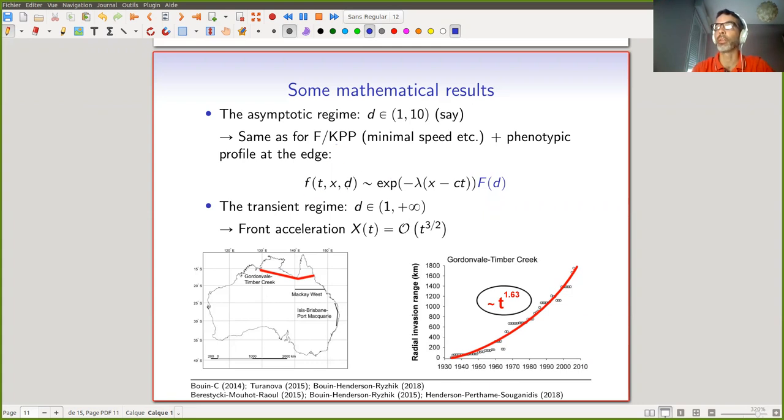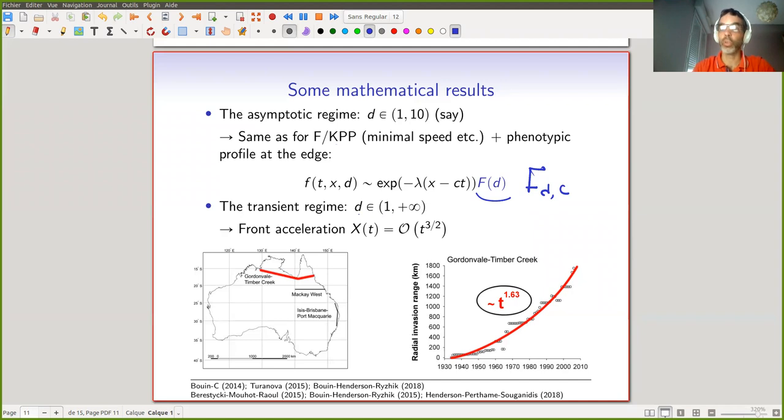This is what you get. Your ansatz, for the linear problem, which is a linear equation invariant by translation in space, must be an exponential in space. And with a separation of variables, you have some phenotypic distribution, which is a probability distribution in the D variable. So it gives you the distribution of individuals with respect to their dispersal ability. And this F is related, of course, to lambda and to c. I will give you some details. In this F is where you see clearly a spatial sorting, at least I will try to convince you that you can measure it on F.